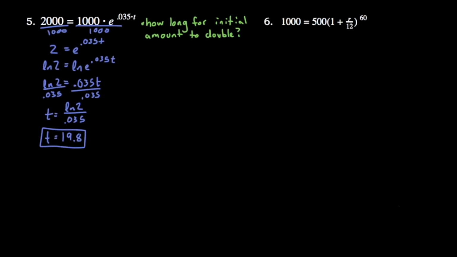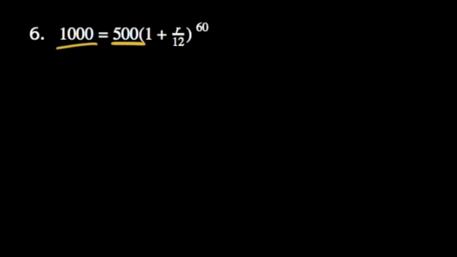Number 6 is similar in the fact that we're starting with 500 and ending with 1,000, so it looks like this is an interest problem where the initial amount is doubling.